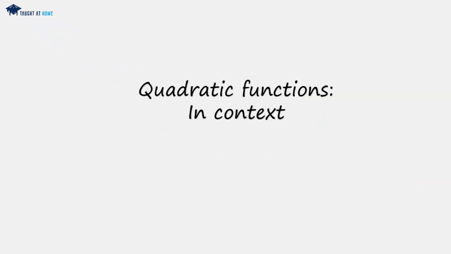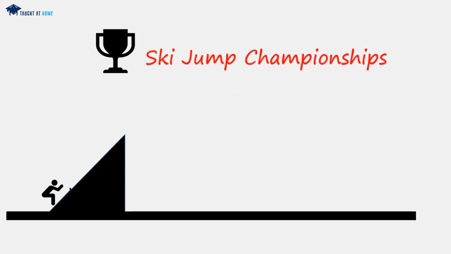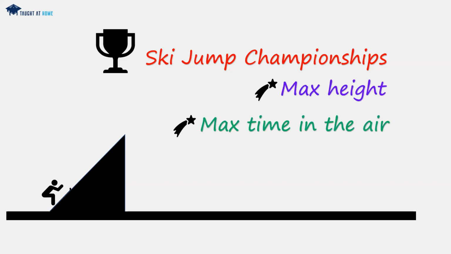Quadratic functions in context. We're going to turn to the world of sport, and we're looking at the ski jump championships. We have a skier who is entering the competition looking to win this, and they gain points based on the maximum height and the maximum time in the air.